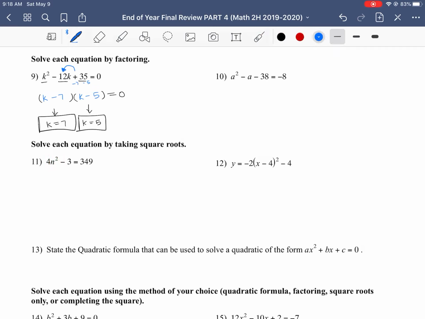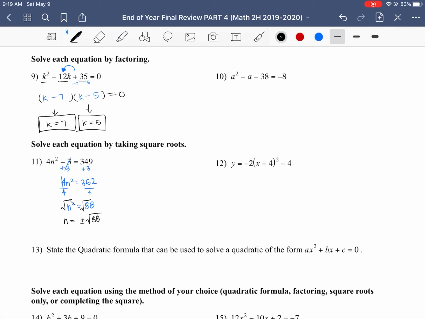So we're going to go ahead and isolate the n variable. So we're going to add 3 to both sides. That leaves me with 4n squared is equal to 352 when I add 349 and 3. We then divide by 4. n squared would be equal to 88. Okay, and then again, to get rid of the squared, we just square root both sides. And don't forget your plus or minus sign.